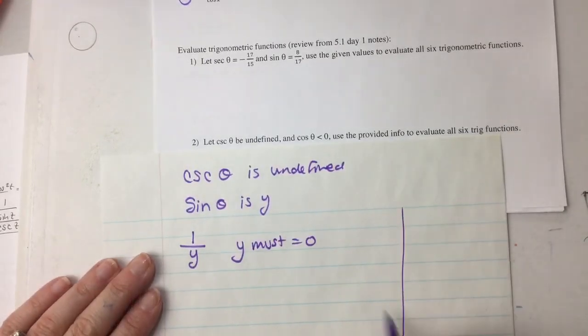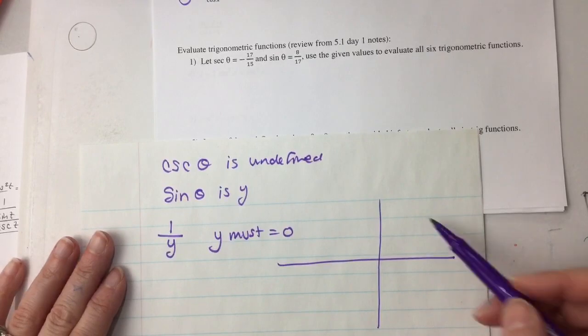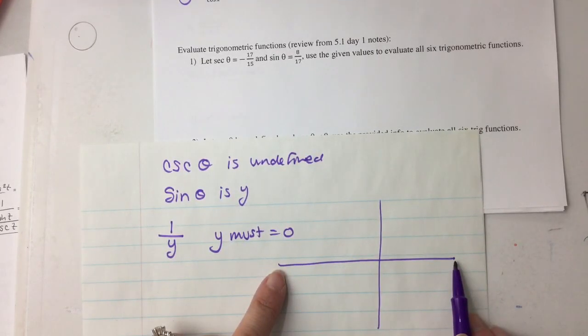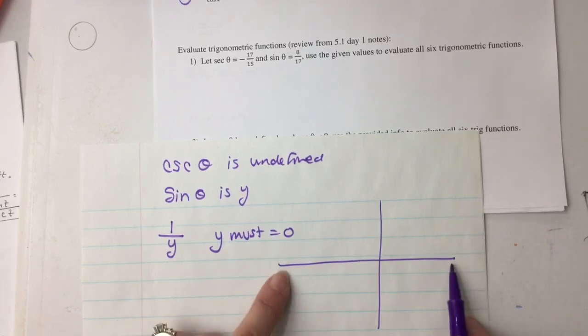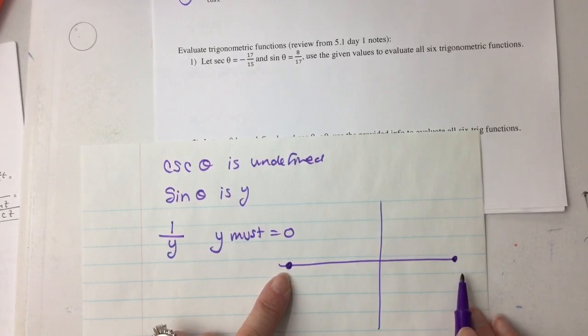So if you are picturing your coordinate plane, we're not looking inside of a quadrant. Y never equals 0 in a quadrant. Y equals 0 on the x-axis because you're not going up and you're not going down. But remember, on our unit circle, our radius is 1.